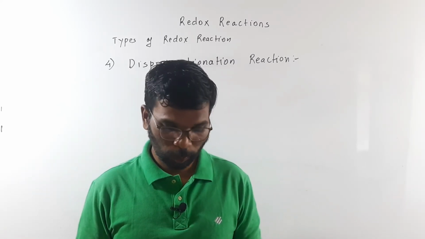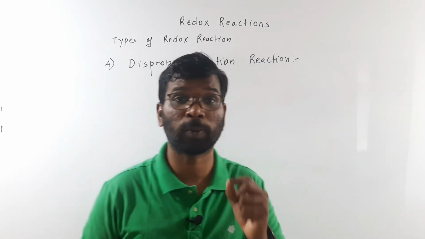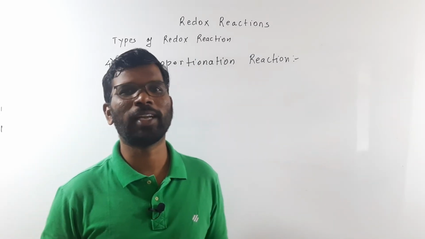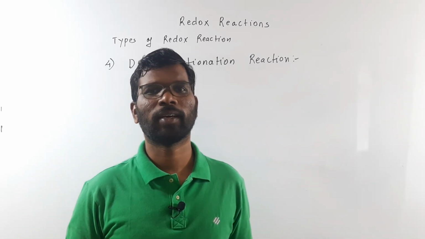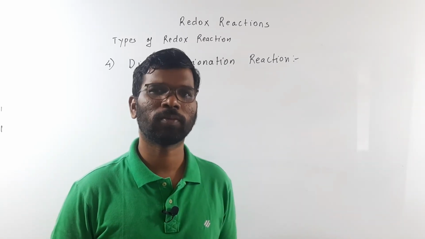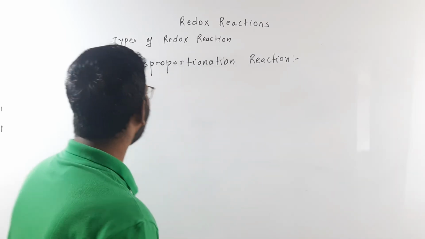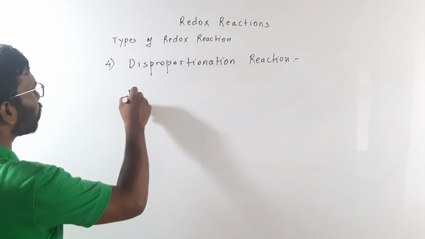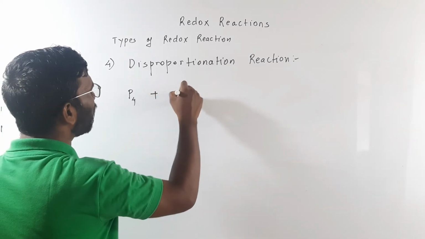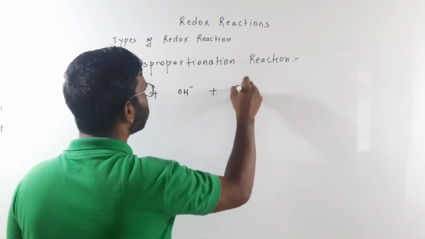So how is a disproportionation reaction different, and how do we identify it? The same species will get oxidized, and in the same reaction it will also form a reduced product. So let's take one example. Let's take phosphorus P4, which is reacted with some base and some water molecules.